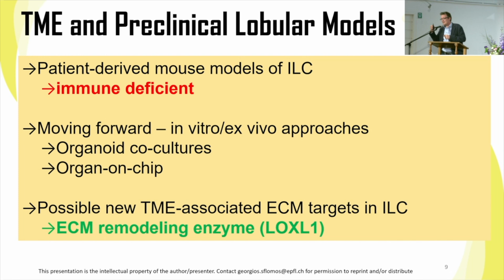We also touched on modeling and the different models that are available. We discussed the issue that most of the mouse models we use are immune deficient. So we need to move forward on that, either to generate humanized models or to use other methodologies like organoid co-cultures or organ-on-chips that are under development. And we really need to target the tumor microenvironment extracellular matrix. There is no clinical trial for this and there are not many targets. Some data show that extracellular remodeling enzymes can be targetable, and that could make a difference, given that the lobular microenvironment is dominated by a different composition of the extracellular matrix.